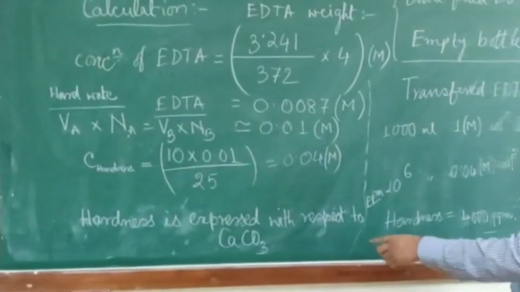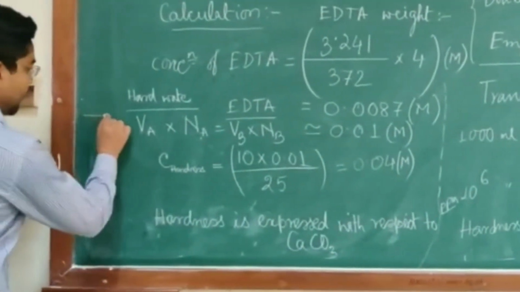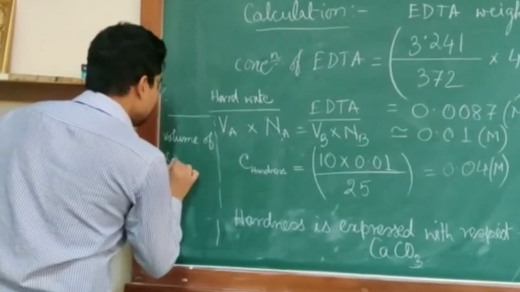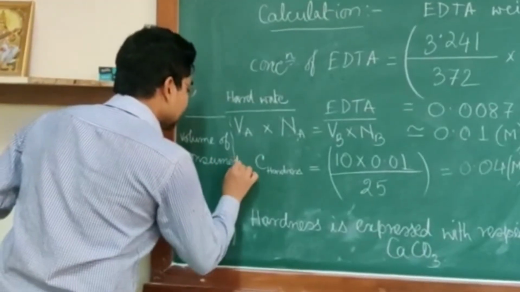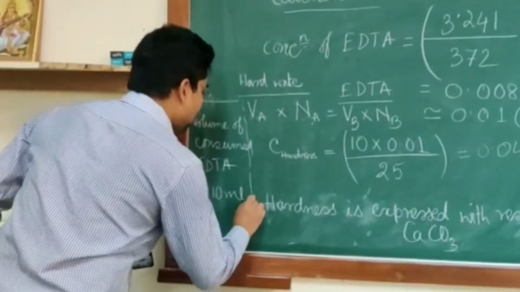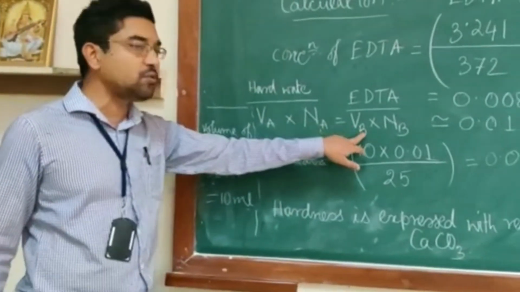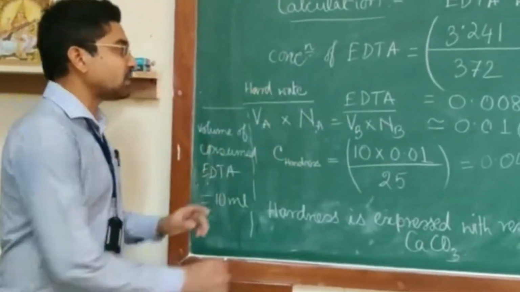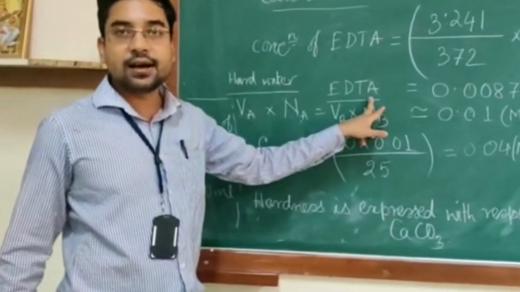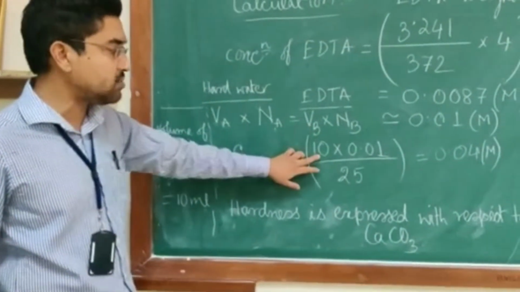Next, as we have seen in our titration data, the volume of consumed EDTA for titration is 10 ml. So we are going to apply one formula, VANA equals VBNB. The left hand side is for the unknown, that is our hard water. The right hand side is for the known, that is the standard solution information. The standard solution titration data is 10 ml, that's why I took 10.